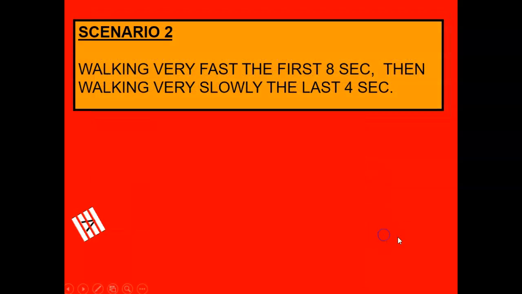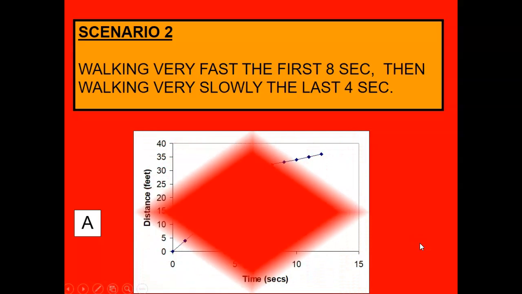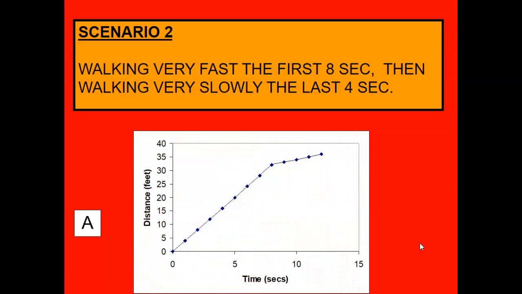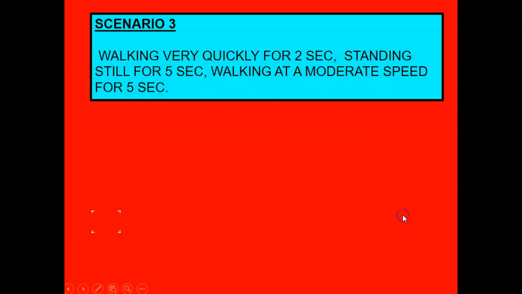Okay, so you can make stories to go with graphs, and you'll have some assignments or some pictures that you'll have to kind of describe what's happening. So in this picture, we're going fast for 8 seconds, and then the slope gets flatter, so we go slower at the end.